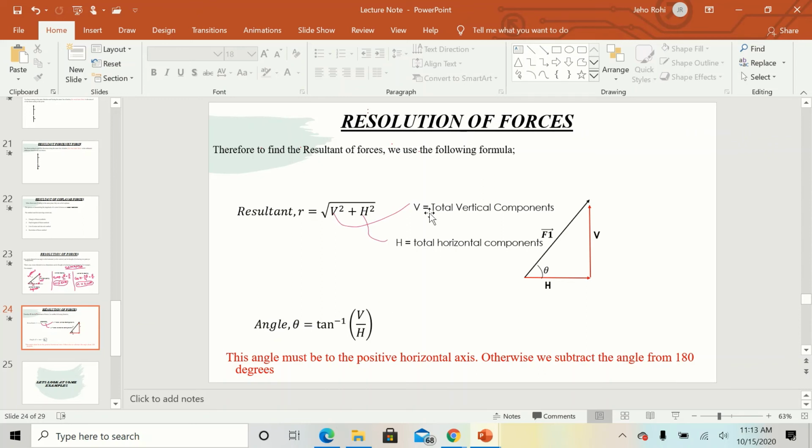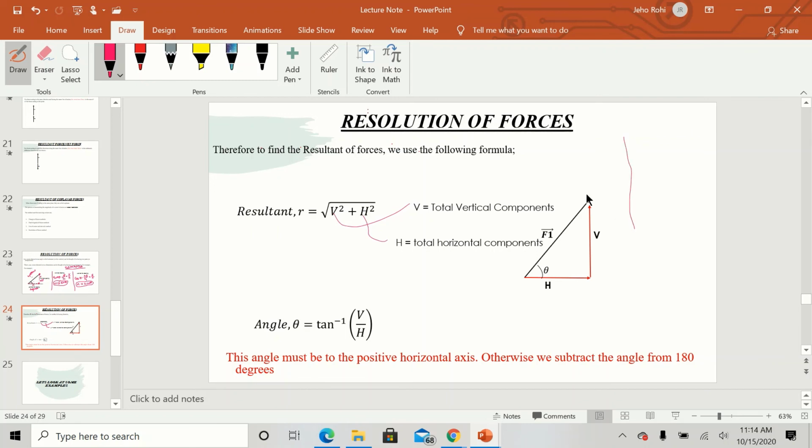Then to get your angle, you put the V into this formula and the H into this formula, and you get your angle. Now, this angle must be to the positive horizontal axis. What do I mean by that? When you draw your four cardinal points in maths, this is your plus y, here is your negative y, here is your negative x, and here is your plus x. This angle must be to the positive x-axis. If your answer for the angle falls outside this, you subtract from 180, so it becomes 180 minus theta.